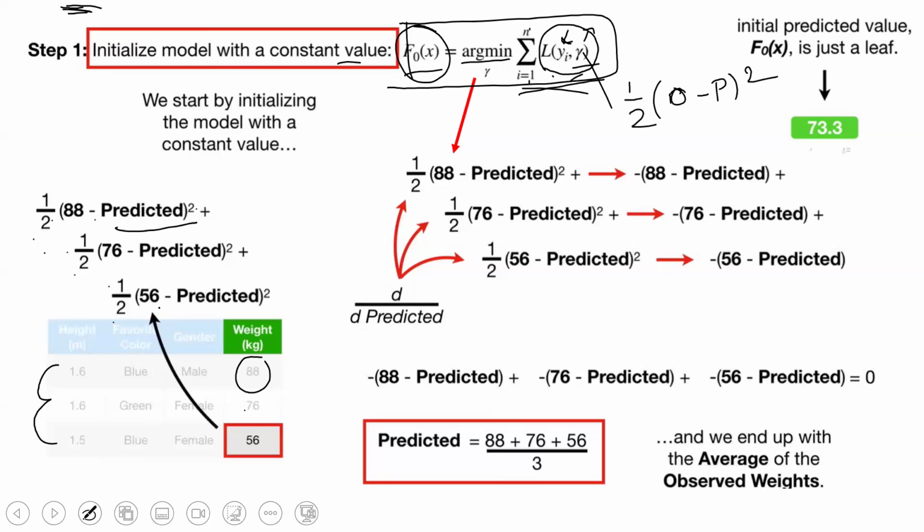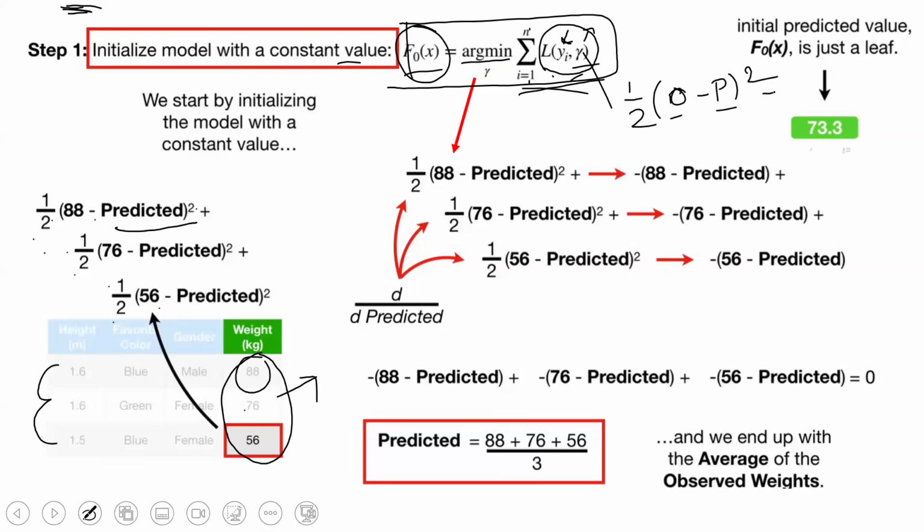Now when you want to predict a value for this, you want to come up with a single value. You're trying to find the one value that represents all these records. So how do you do that? You do that by finding the minimal value of the loss function. The loss function is nothing but 1/2 into (observed minus predicted) whole square.